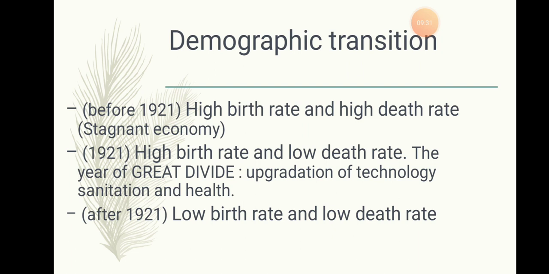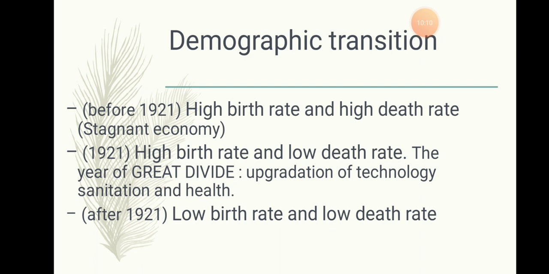Okay, now let's see how the demographic transition happened. In the sense, how technology came into place and how the death rates and birth rates were controlled. First, before 1921, there was a high birth rate and high death rate, which we learned earlier, where it was a stagnant economy. There were no changes happening in the economy. There was no technology, no medical facilities, no health facilities. Everything was lagging behind.